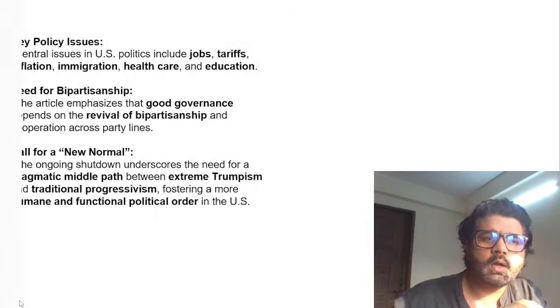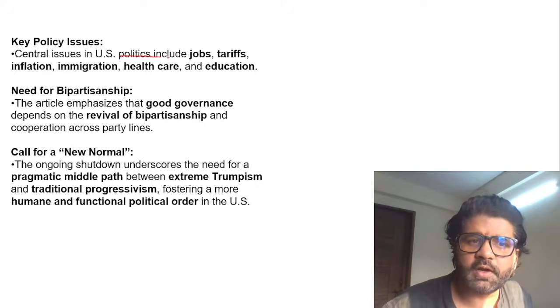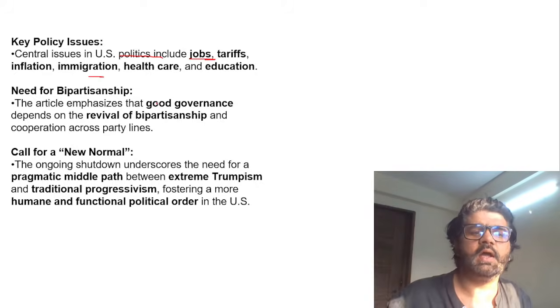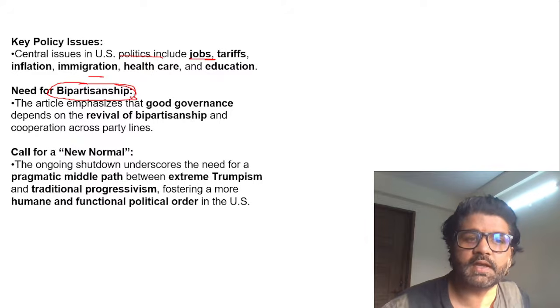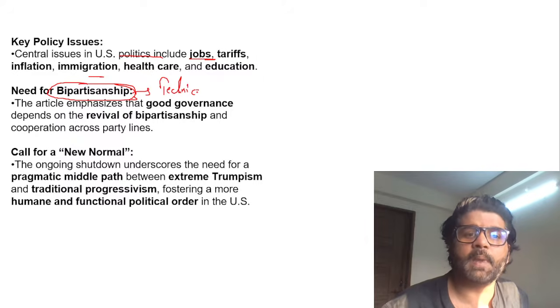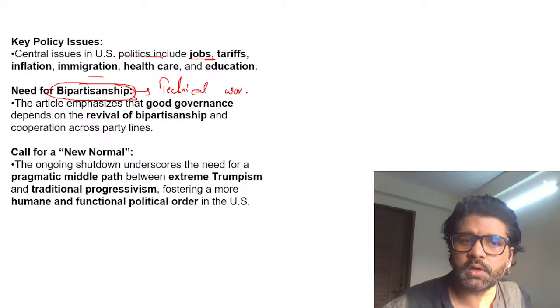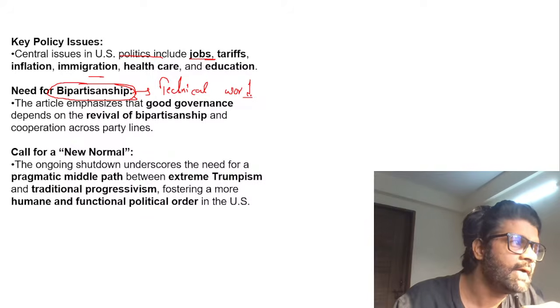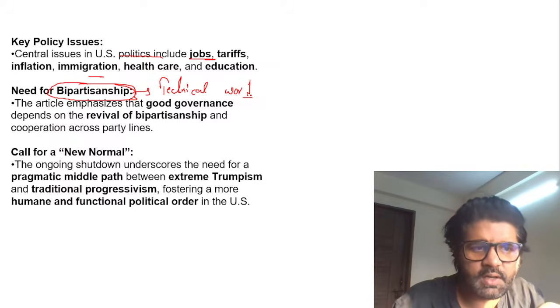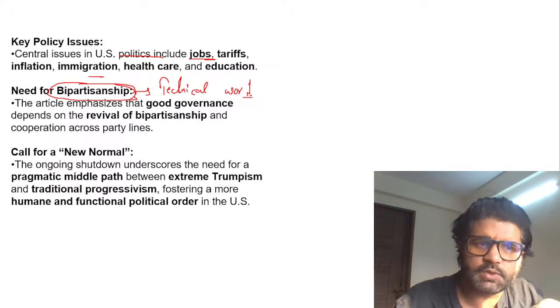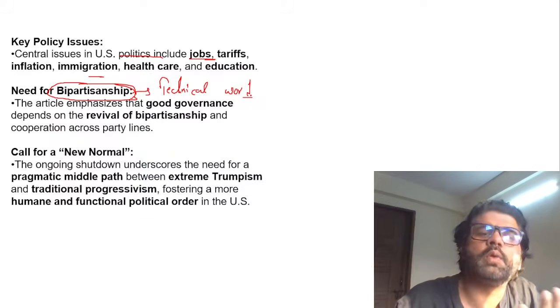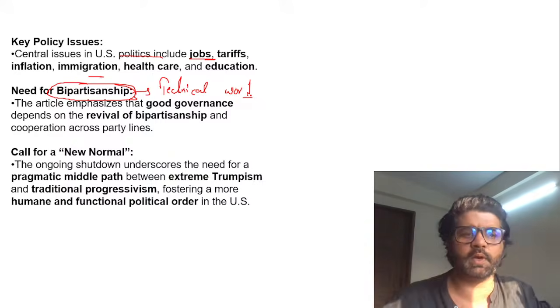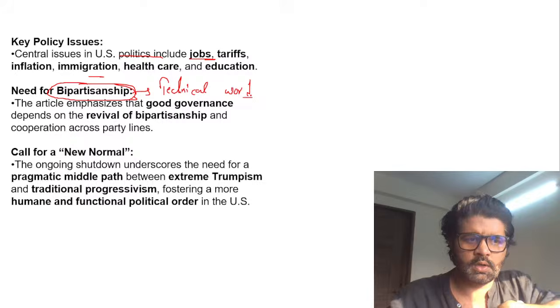Cool. So key policy issues, central issues in US politics include jobs, tariffs, immigration, etc. And there is a need for, again, this is a technical word which you have to use a lot, bipartisanship. Bipartisanship means that there are different parties here, Republican and Democrat, we're talking from the US perspective. They should come together. They should not have issues on such critical matters, which can lead to such a big stalemate. So they should come together. They should work on bipartisanship. They should leave aside their differences, especially when it comes to such a big issue and such a big shutdown.